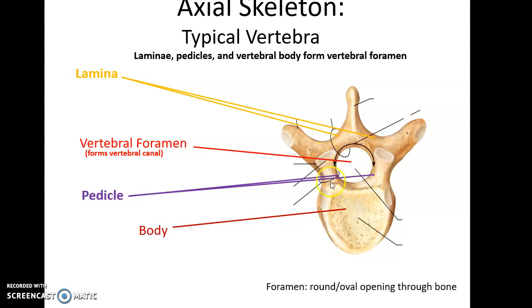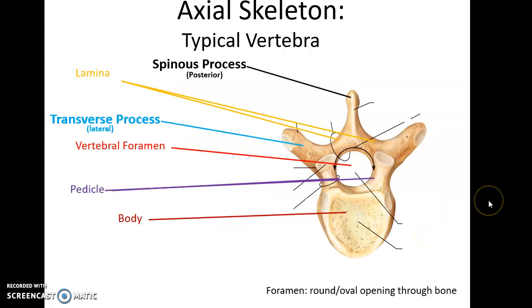Then we have this bone tissue that comes after the body on either side. That is the pedicle, and that's followed by another set of bone tissues on either side called the lamina. So to form the ring of bone tissue to get our vertebral foramen, we go body, pedicle, lamina, lamina, pedicle. So again, body, pedicle, lamina, lamina, pedicle.